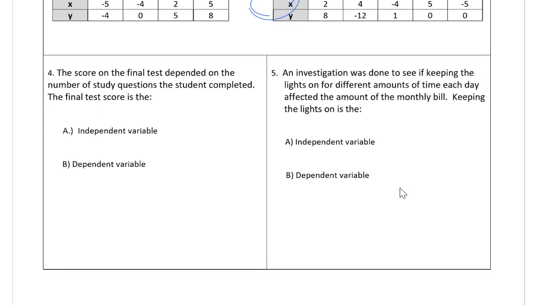Alright, number 4. So we have the score on the final test depended on the number of study questions that the student completed. The final test score is D. So remember, the dependent variable is what we're measuring at the end. It's how we gauge how well or unwell something may have worked. So in this case, that final test score here, that's our dependent variable. It's dependent on how much the student studied.